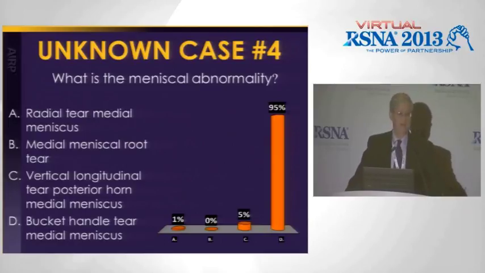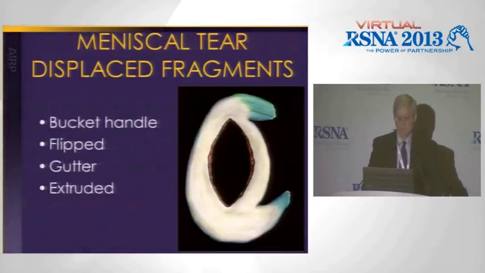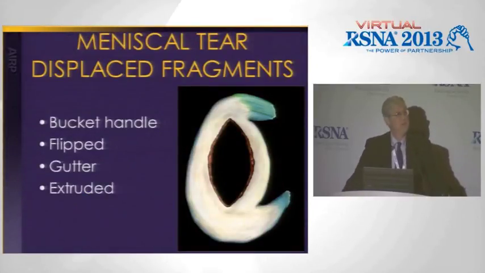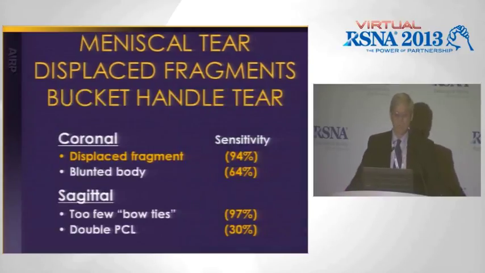Alrighty, great. Everybody got it right, 95%. This is a bucket handle tear of the medial meniscus. Displaced tears are important, and they can be displaced with the classic handle of the bucket, as is pictorially shown here, but we can have other displaced tears as well.